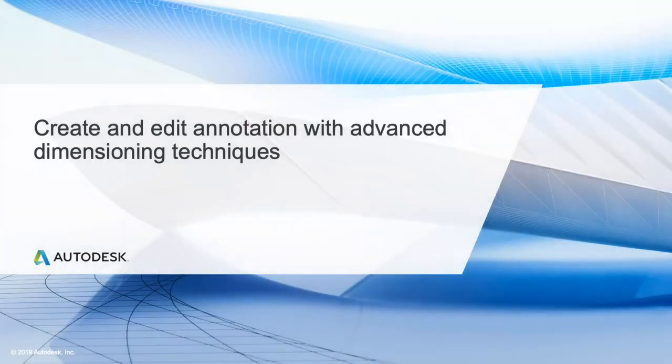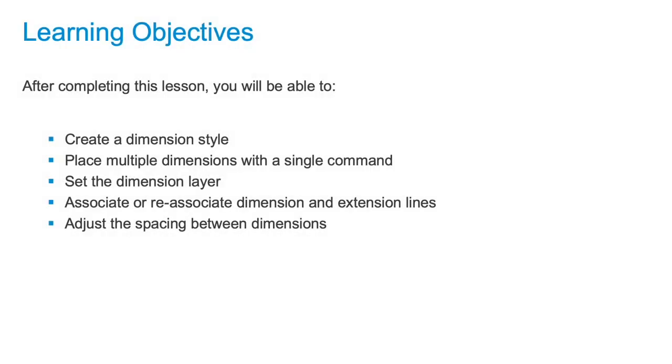We're going to be dimensioning a floor plan. In order to do that, we need to create a dimension style. I'm going to walk you through how to place more than one dimension at a time. Some of the tools I'm going to show you will significantly improve your productivity. I'll show you how you can modify a dimension simply by using the associate method of moving an extension line.